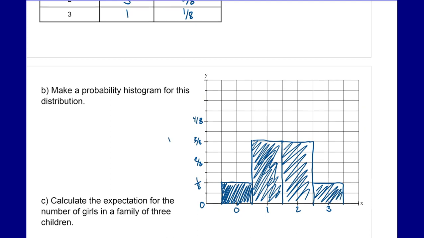So again, probability is on the Y. We didn't really do this on the last one, but the number of girls, or the different outcomes of the random variable, is on the bottom.